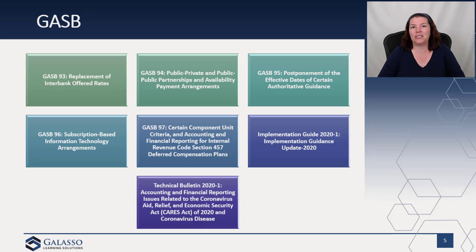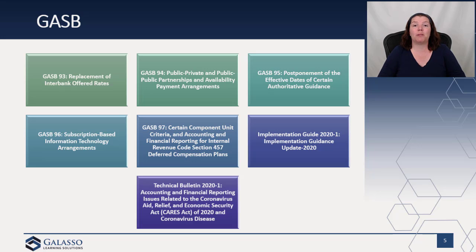GASB 97 addresses an issue with implementation of GASB 84 and looking at the definition of a component unit, in particular for 401k plans and other defined contribution plans, as well as IRS Section 457 plans, providing an exception to that definition for a component unit so that we don't necessarily have to prepare financial statements for them. So that really wrapped up a big round of standard setting.